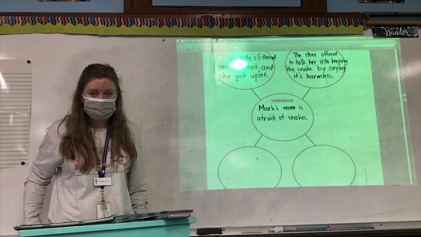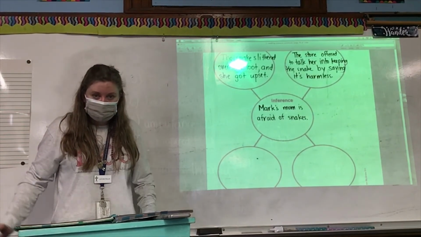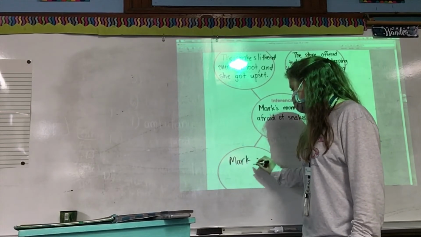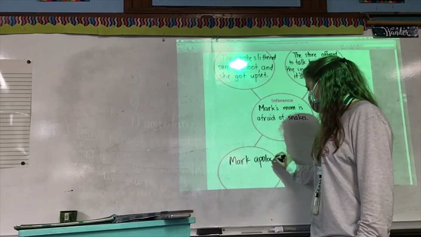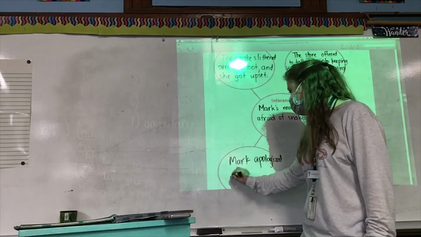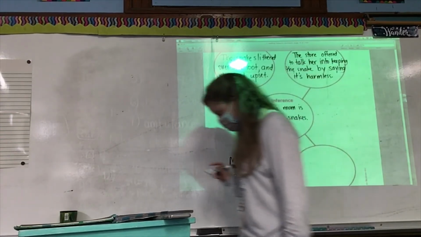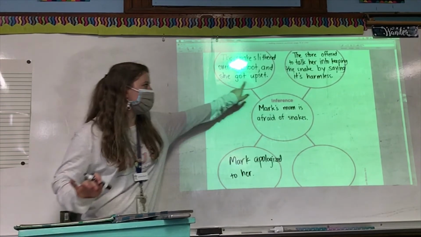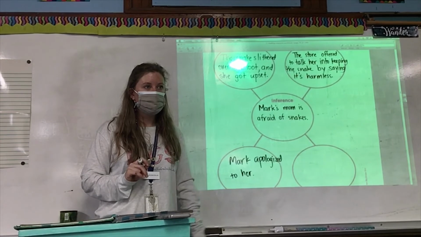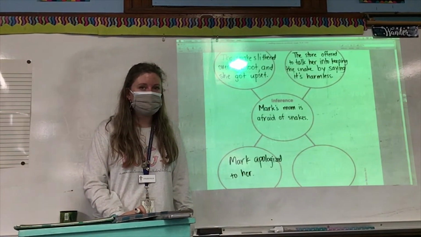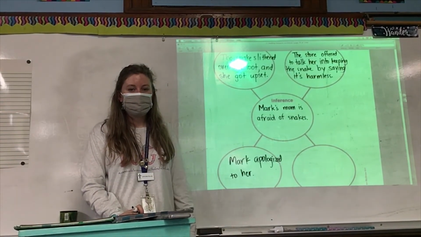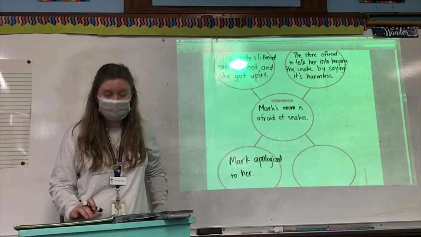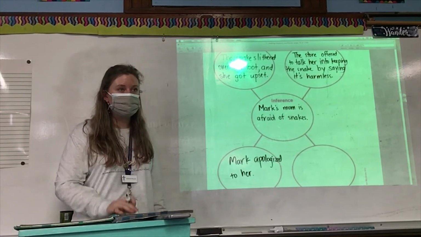Zari. Mark apologized to her, but she still said, I'm not taking that snake again. So Mark apologized to her. But we know she's afraid of snakes because after all of these things happened, what did she say? Did she change her mind? Mason? No. Tell me in a sentence, in your own words.